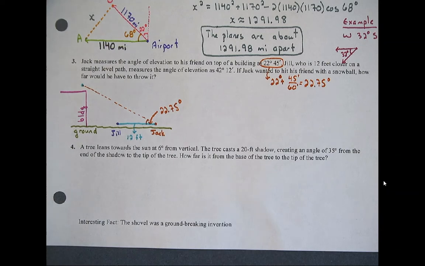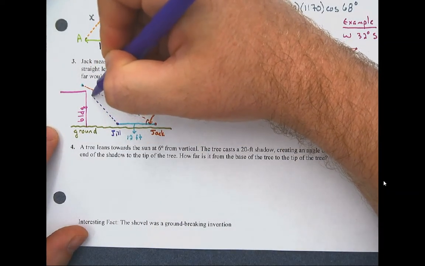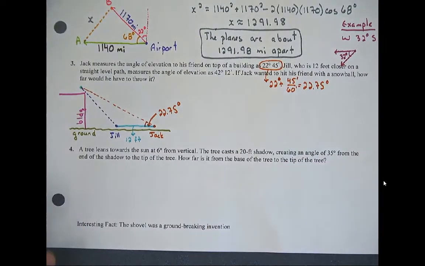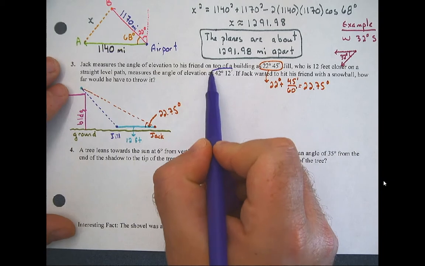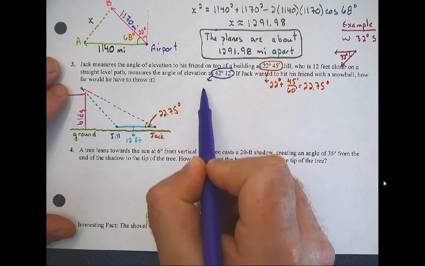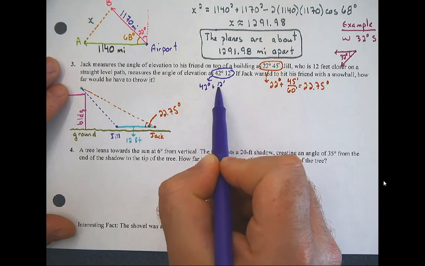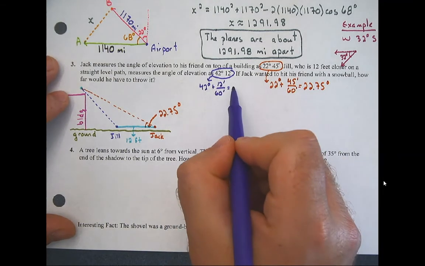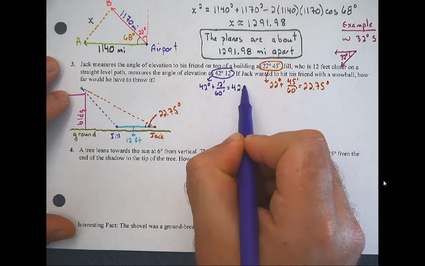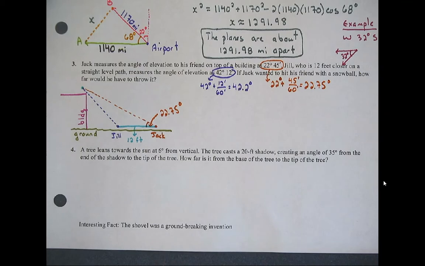And then Jill measures her angle of elevation to be 42 degrees 12 minutes. So let's figure out what that is first. That'd be 42 degrees plus 12 minutes out of 60 minutes, which ends up being 42.2 degrees. 12 divided by 60 is 0.2, or 1/5.